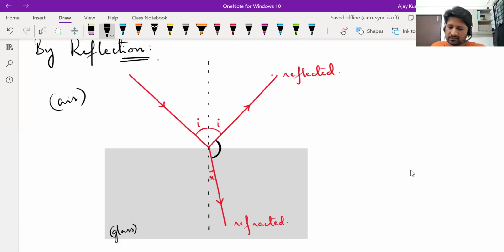Now you increase the angle of incidence, or you change the angle of incidence. When the ray is incident like this, what happens? The reflected ray will go like this, following the laws of reflection. And the refracted ray, there's a possibility that it goes like this. It has bent towards the normal. So what we are considering now is the case where the refracted ray is perpendicular to the reflected ray. That is also possible. For one particular angle of incidence, this will happen.